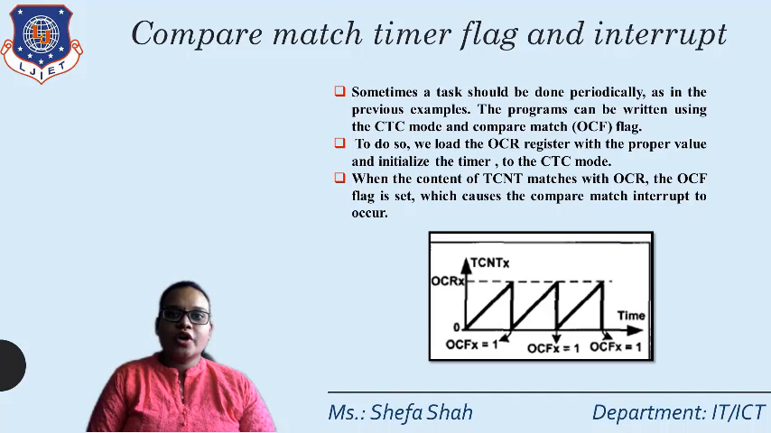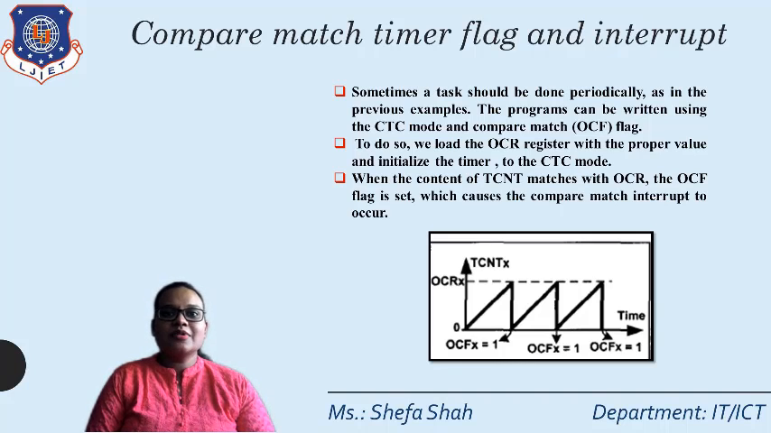To do so, whatever we were loading into TCNT0, that should be loaded into the OCR register, and the TCNT0 register will be loaded with 0x00, right? So when the content of TCNT0 matches OCR, the OCF flag is set, which causes a compare match interrupt to occur, right? Similarly, the CTC mode which we have discussed in the timer will work with the help of interrupts, and in the TIMSK register, we will monitor the OCIE flag, that is the output compare interrupt enable flag, right? And with the help of this, we do the programming in CTC.